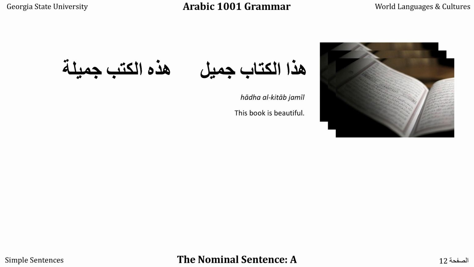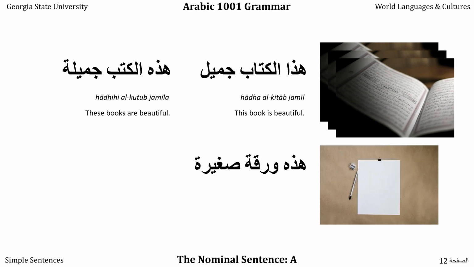So hada is going to have to change to hadihi, al-kitab is going to change to its plural, al-kutub, and because kutub has become non-human plural, it has magically transformed into feminine singular, so we have to say jamila instead of jamil, and then we have these books are beautiful. Remember, books, like animals and any other non-human object, can't truly be plural. They have to shift to feminine singular.